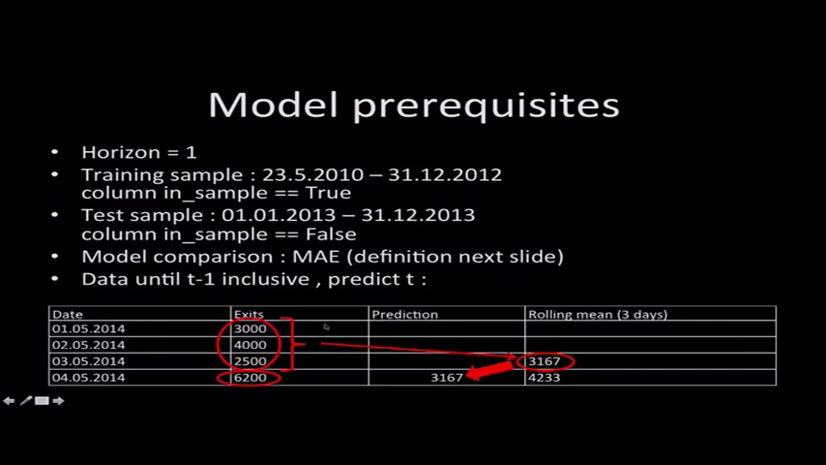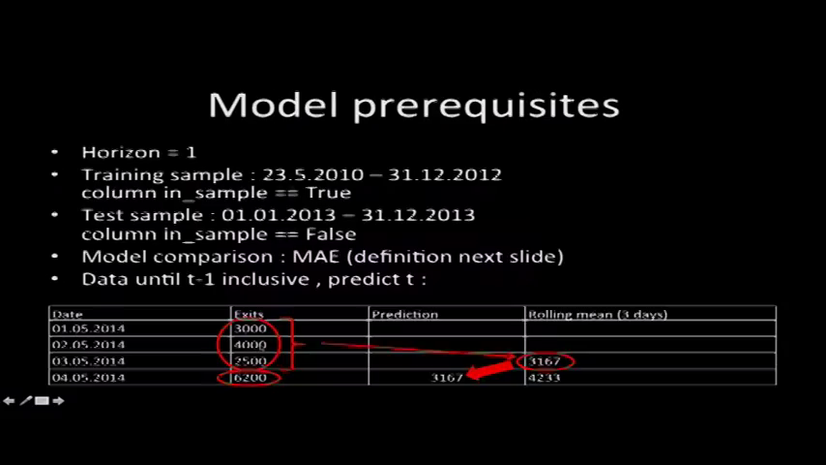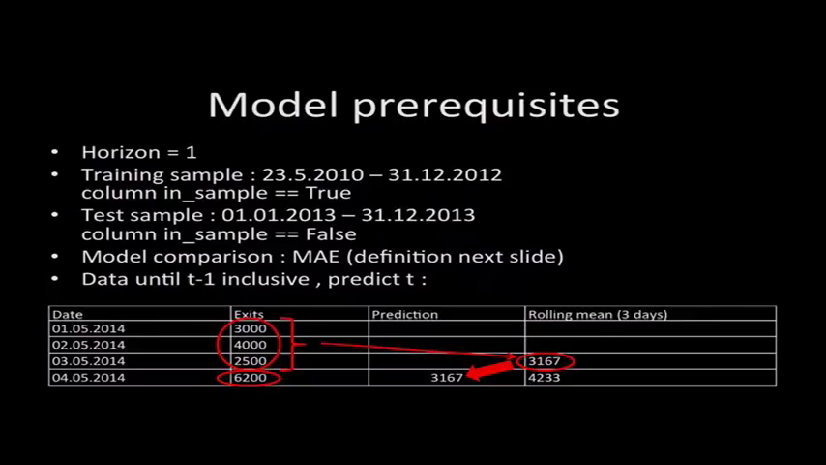So, for example, if we calculate a rolling mean, which is just the three-day mean of those numbers, it's 3,167. It's a prediction from yesterday. We are using data in the history, and so you see it's shifted. And it's not a good estimate for 6,200. So as you can see, it's just an example that you have to shift the data and look for comparison between truth and prediction.